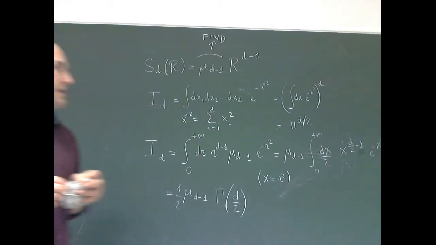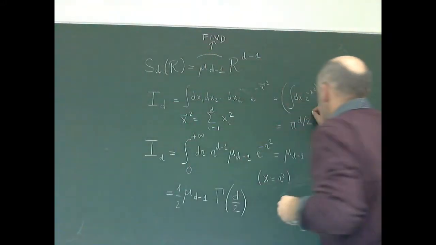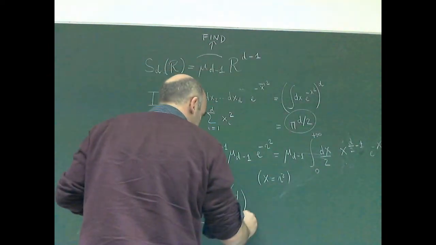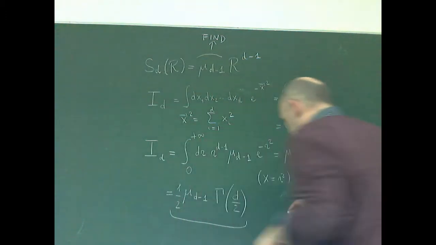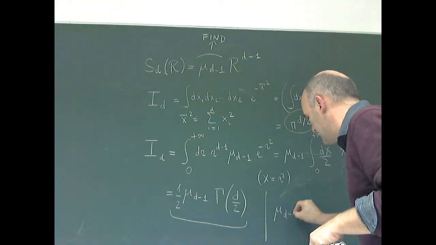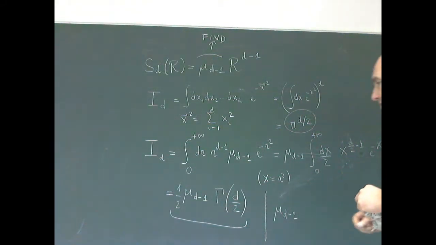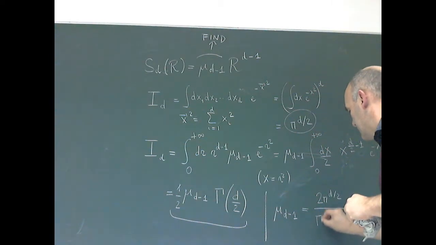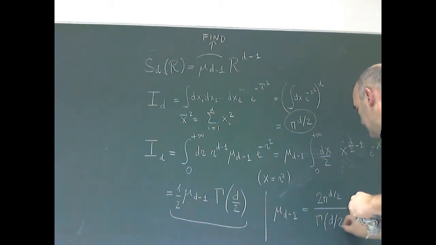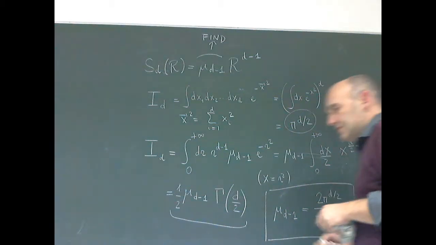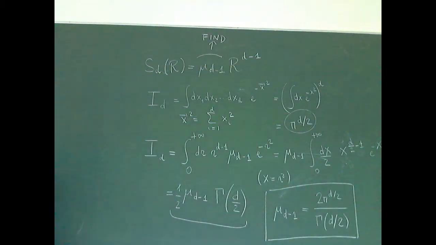Now I combine: I calculated the same integral once in a direct way, and in the other way I find this. So these two quantities must be equal. Therefore, the end result, that's what I was looking for, is that this factor mu d minus 1 is equal to 2 pi to the power d over 2 divided by the gamma function of d divided by 2. And this is my result, okay. That's what I use for the next step.